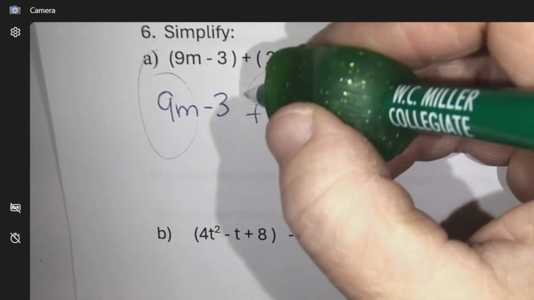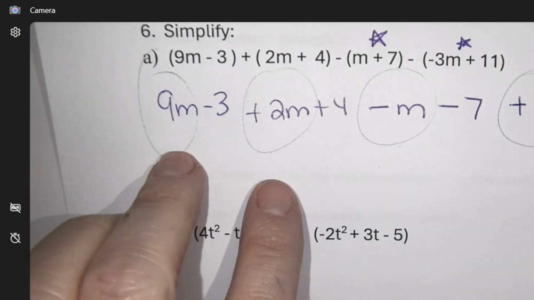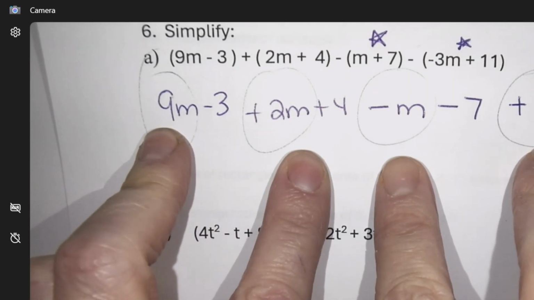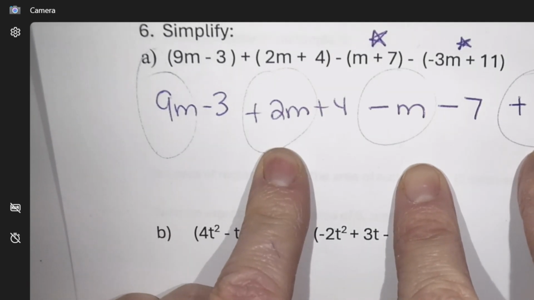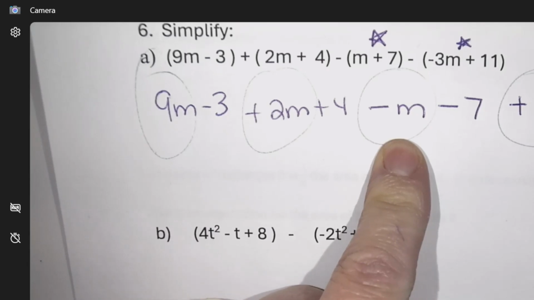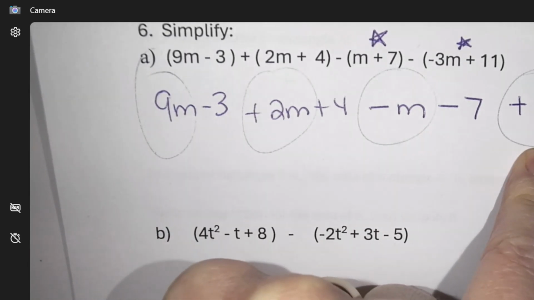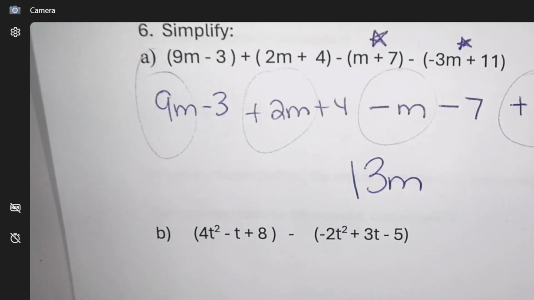Okay, I need to collect. So that gets rid of my, technically I'm multiplying the brackets. Collect, collect, collect. So these are all like each other. 9, 2 puts me up to 11. Now I'm back to 10. Up 3, I'm at 13 m's.